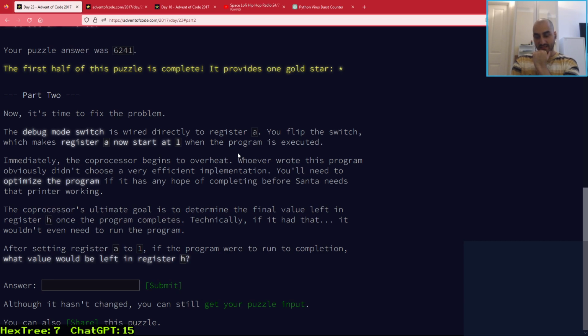Oh man, this is one of these problems where you have to actually figure out where to make shortcuts. It's quite difficult to do. You can't just write code to solve your problem. You have to actually optimize the assembly code. The coprocessor's ultimate goal is to determine the final value left in register H once the program completes. This is one of those problems that's almost impossible for ChatGPT to solve, really, but we'll see.